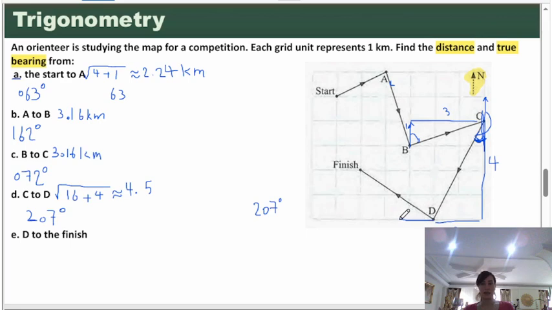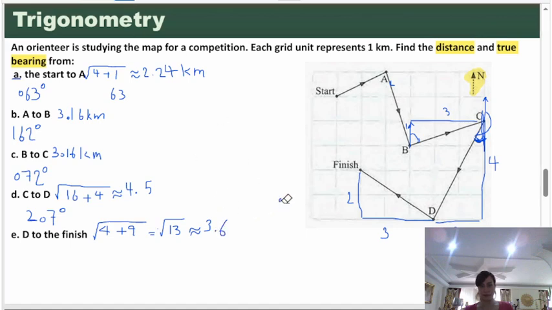I say I go 3 units to the left, 2 units up, so it's 3 and 2. If I find the distance, this length, I use the Pythagoras theorem, which is 4 plus 9, which is square root of 13. Square root of 13 would be almost 3.6. Let me erase this value as well.